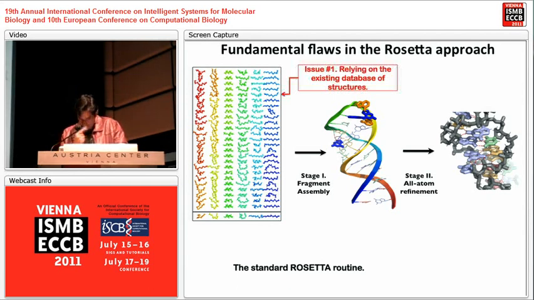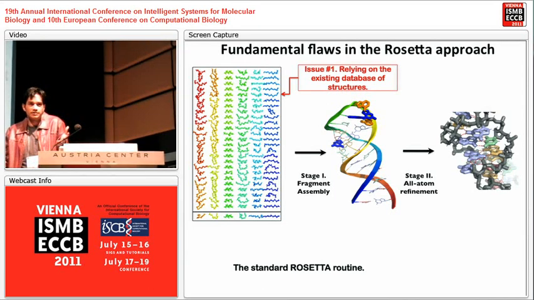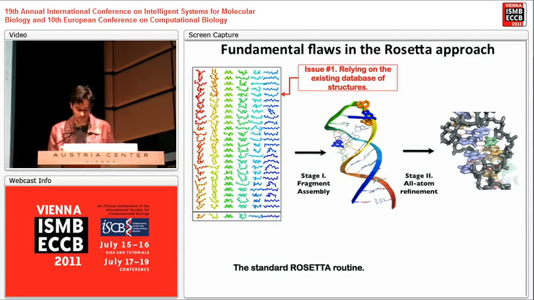The first one is, this has always bothered me, this reliance on the existing database of structures. I mean, what if you have an RNA aptamer and it involves 3 consecutive sets of torsion angles that are just never seen anywhere else in the database? You're screwed. You're never going to get the right answer to high resolution.